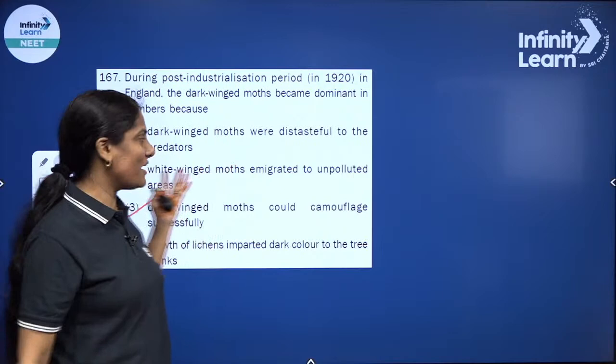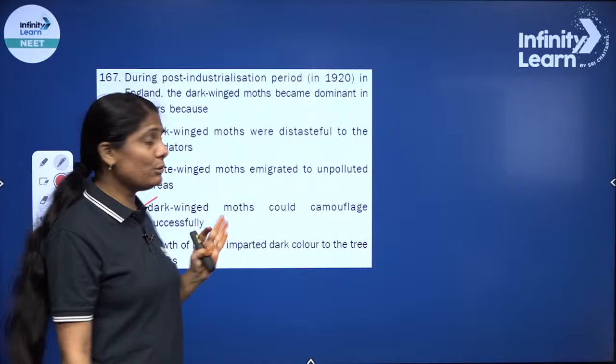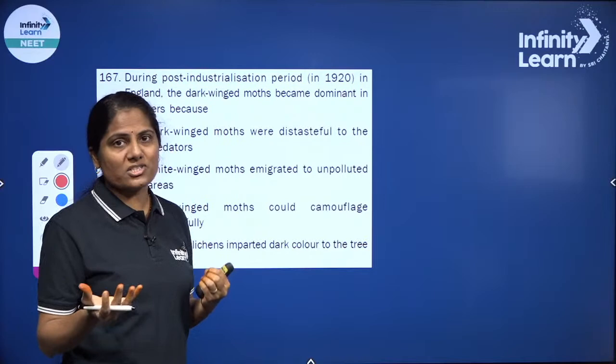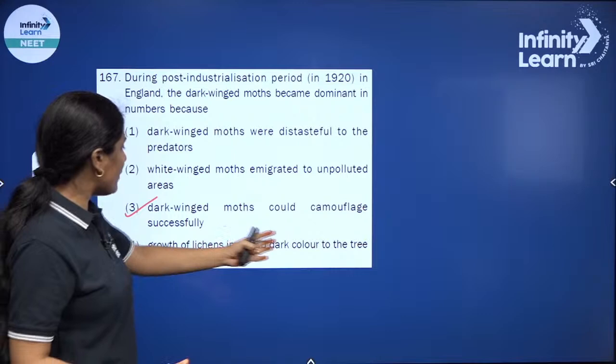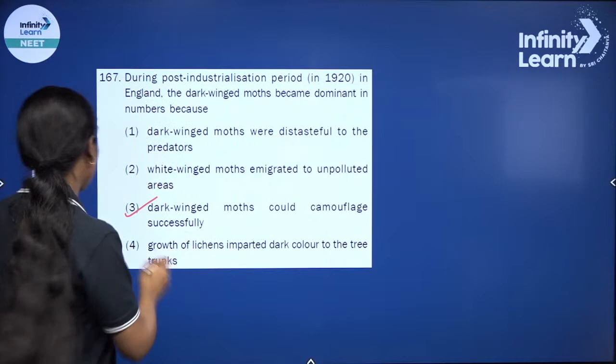White-winged moths immigrated to unpolluted areas. They again were high in number in a city like Dorset, coming to Birmingham, because it was unpolluted. And the growth of lichens imparts dark color? No, they impart white color to the tree trunks.